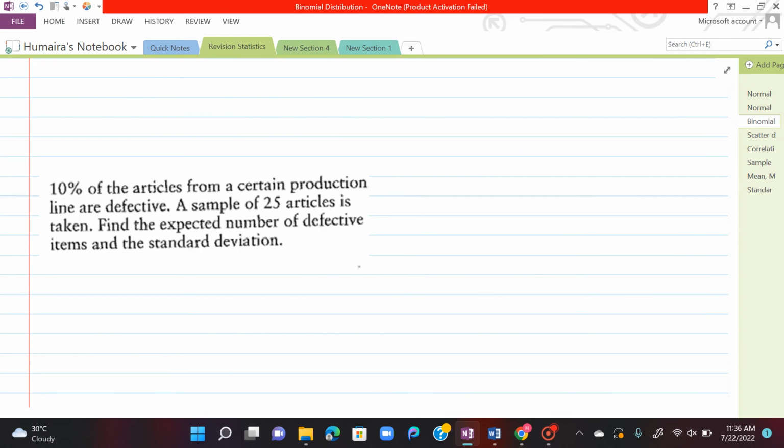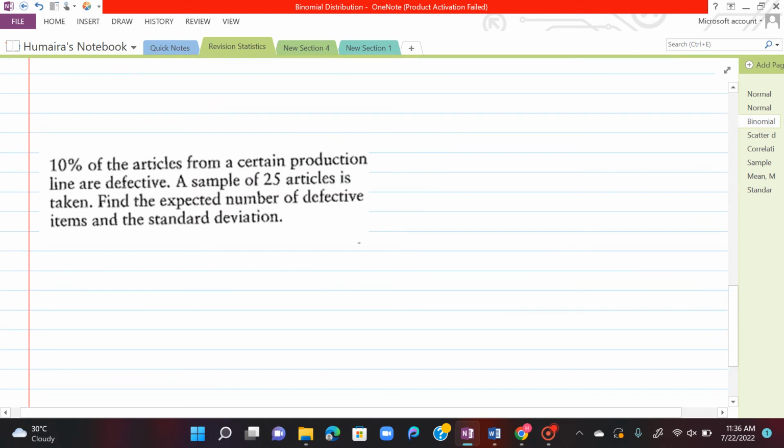Okay, now the last ones. There are two more questions. Number 3 is, 10% of the articles from a certain production line are defective. So 10% are defective. If I take P as the defective element, then its 10% means 0.1, and Q is now going to be not defective, and that is 0.9. Total articles are 25, so here n is 25. Find the expected number of defective and standard deviation.